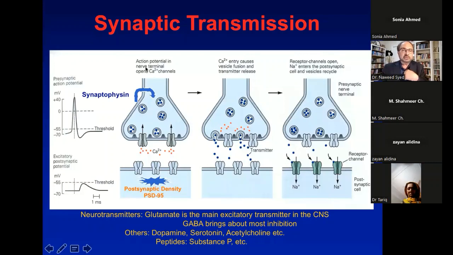So when an action potential comes in, transmitter release occurs, and then the postsynaptic response is elicited. And these are the two important proteins that I'll be talking about.